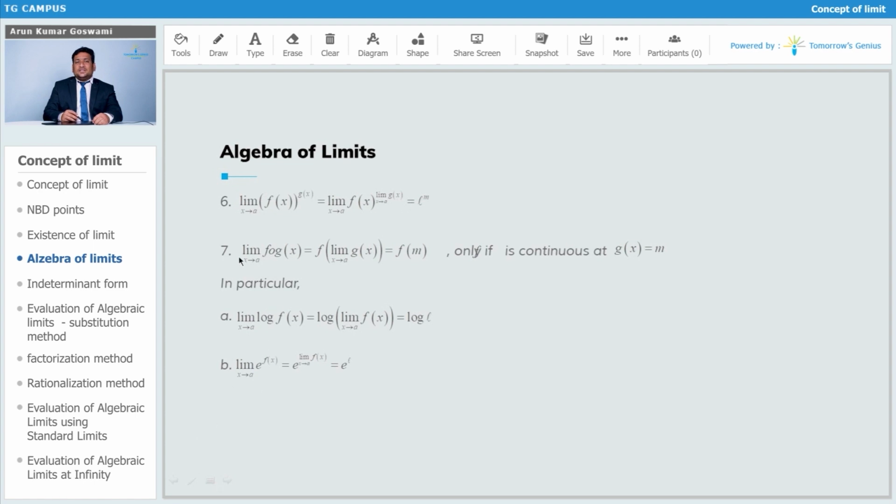The seventh property is limit x tends to a fog of x. Fog means f of g of x. Okay, composite functions. So f of limit g of x we can apply. So f of m, and which is nothing but only f if it is continuous at g of x m.